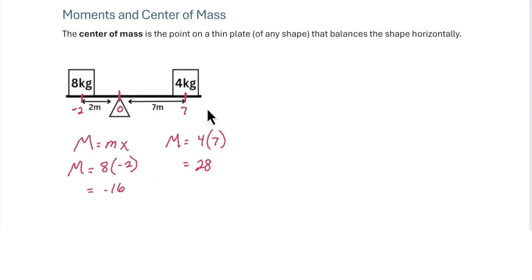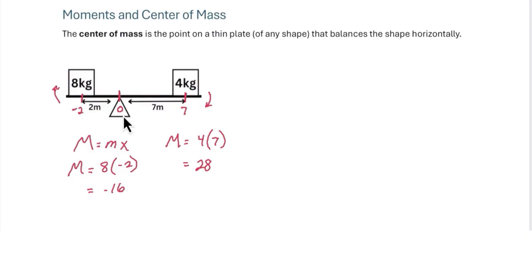Since the right side has a higher magnitude, it's going to tilt the seesaw down, which means the left side is going to tilt up. So in this case, this seesaw is unbalanced. The system is unbalanced. But what if we wanted to balance this seesaw? Where would the center of mass have to be? Where would we need to move the fulcrum so that the seesaw is then balanced?